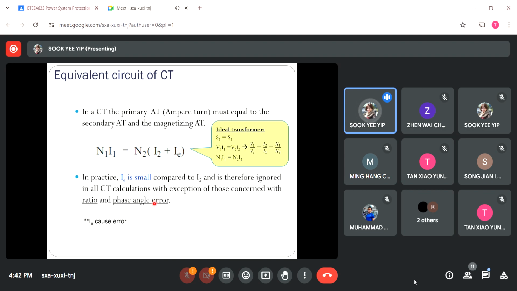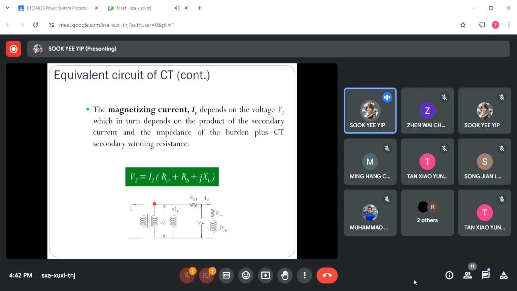Moving on to look into this magnetizing current, which flows through this path, you will notice that its magnitude depends on the secondary voltage generated here. And we know that this path is in parallel connection, so we can say V2 is the same as VB. So if we want to change the magnetizing current value, we need to change the secondary voltage, which can be found by multiplying the secondary current by all the burden that is connected at the output side. It's just Ohm's law.